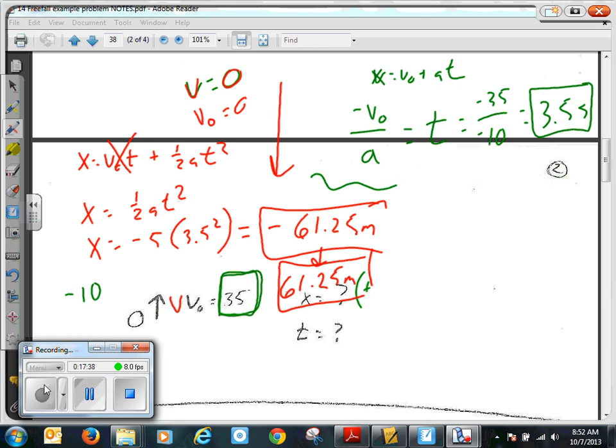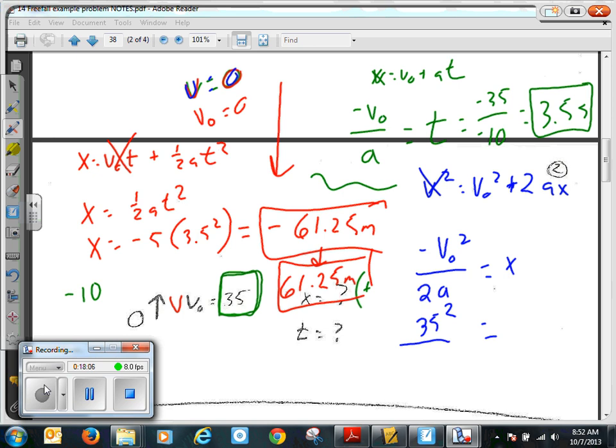And last but not least, I guess there is still another way. So if you use v squared equals v sub naught squared plus 2ax, okay, up here we know v is 0, right? So that cancels out. So then we get a negative v sub naught squared divided by 2a equals x. So in this case, v sub naught squared is 35 squared divided by 20. And our displacement then becomes still 61.25 meters.